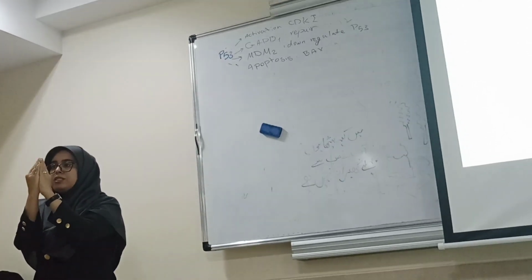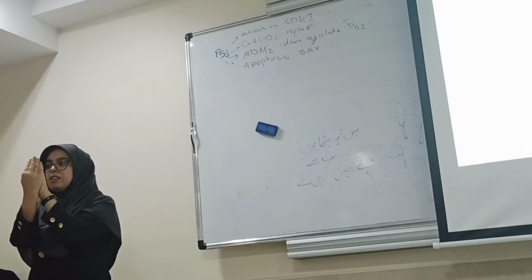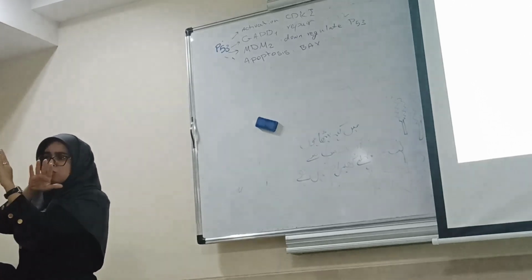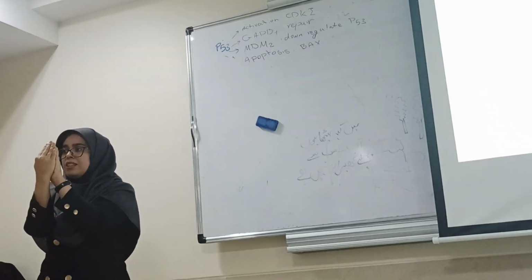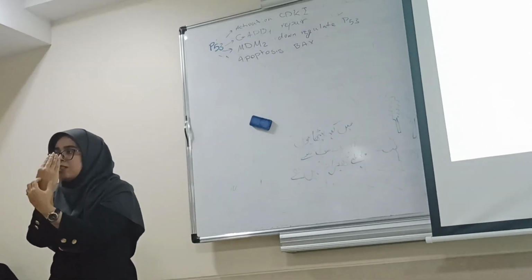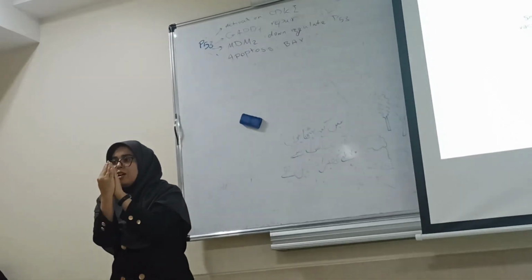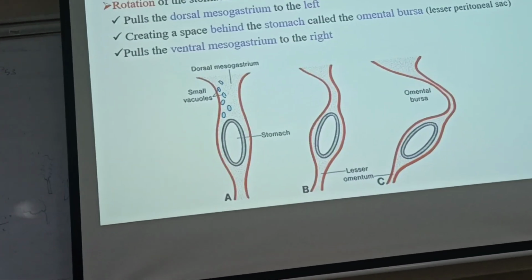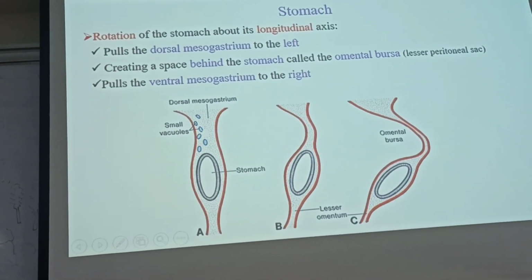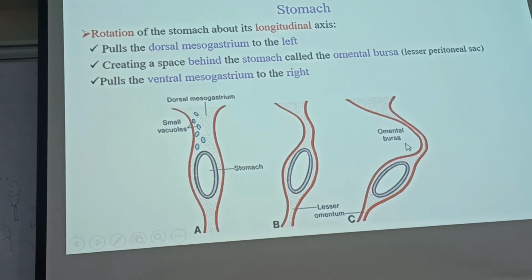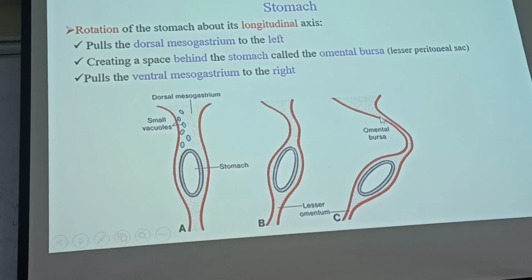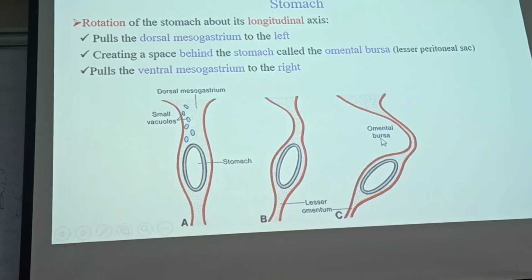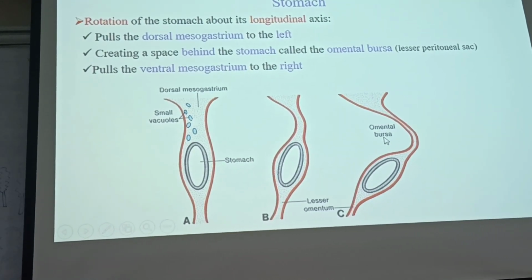After longitudinal rotation, dorsal mesogaster pulls to left side and lesser omentum or ventral mesogaster pulls to right side. Okay? As a result of this rotation, formation of bursa omentalis space or lesser sac.